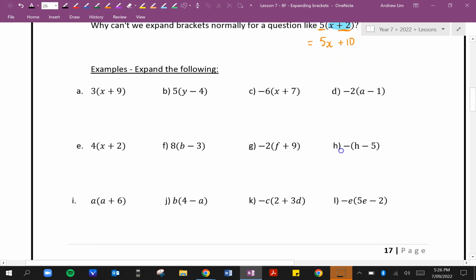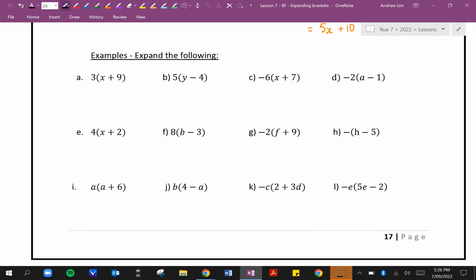So let's have a look at some examples. 3 lots of x plus 9. 3 times x is 3x. Positive 3 times positive 9 is positive 27. 5 times y is 5y. Positive 5 times negative 4 is negative 20.